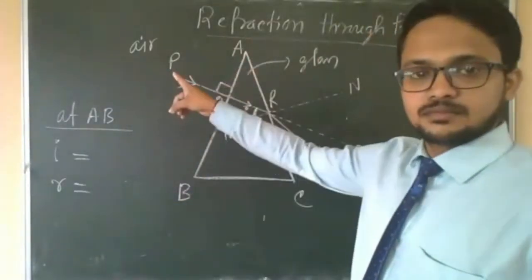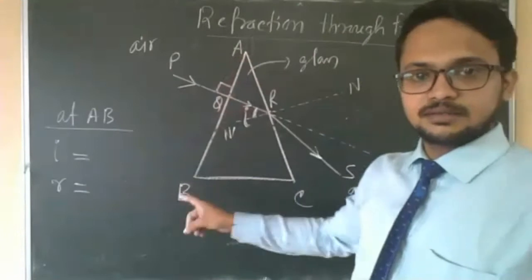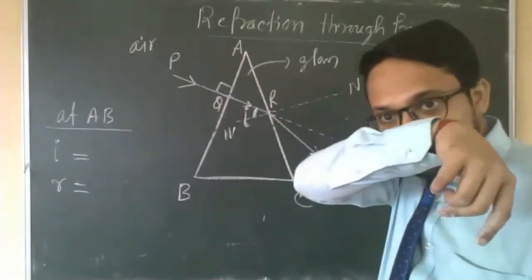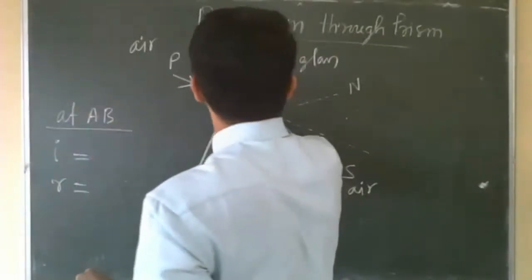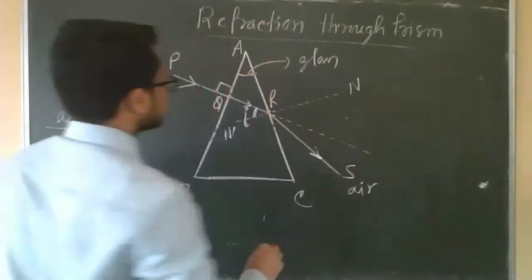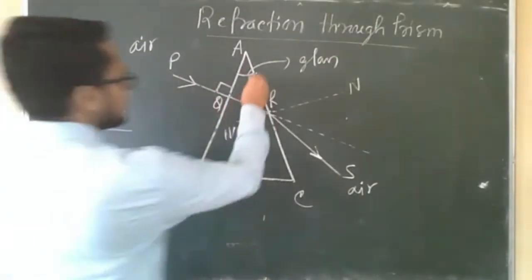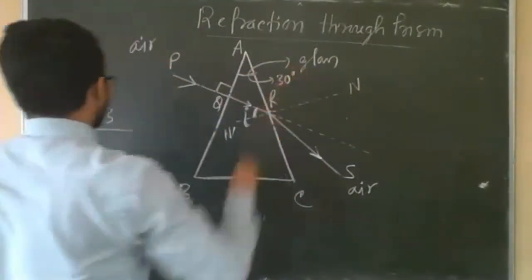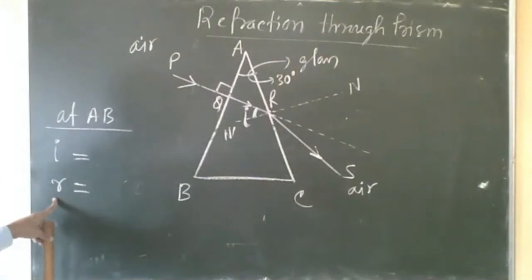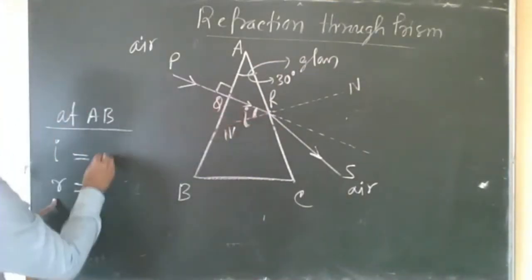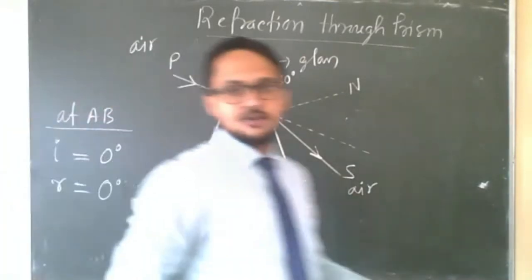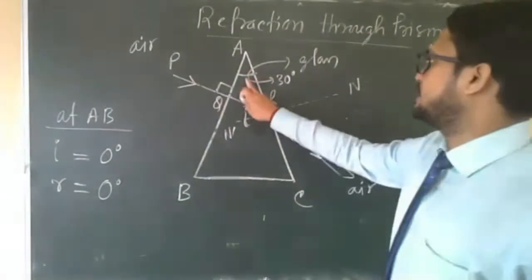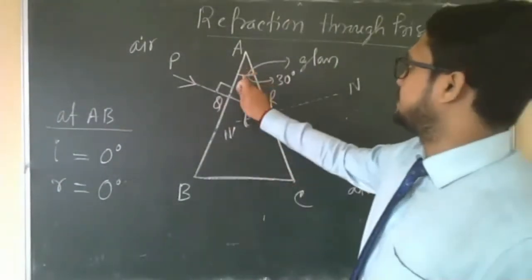Sir, the angle is 30 degrees at AB. The angle is given in the book. Yes, then we can find it. First tell this one: I and R. Normal incidence, so zero. Here it is given 30, so we can find it.